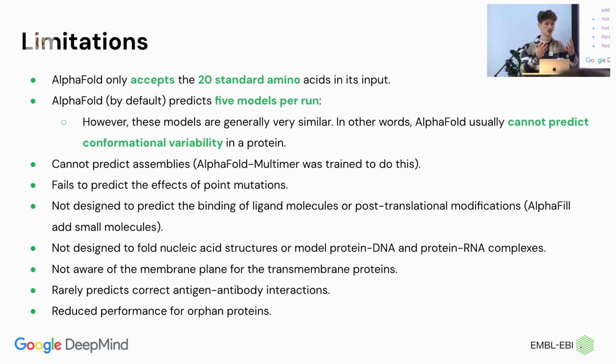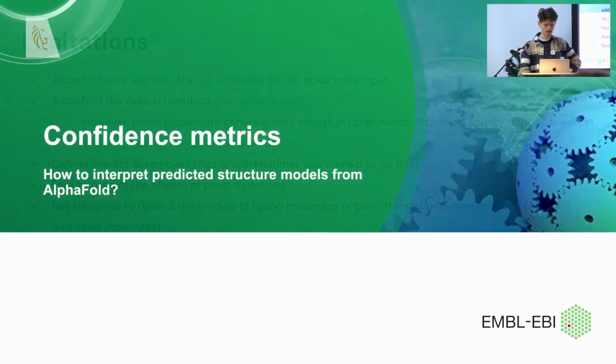So if the model doesn't look right, it's probably because it isn't right in terms of where the protein starts folding inside the membrane plane. And as you've heard, if the protein you're interested in is an orphan protein, the performance will go down. Obviously, there are fewer evolutionarily homologous sequences. So as a result, the MSA is shallow, and the quality suffers. So these are just some of the limitations that I wanted to highlight.